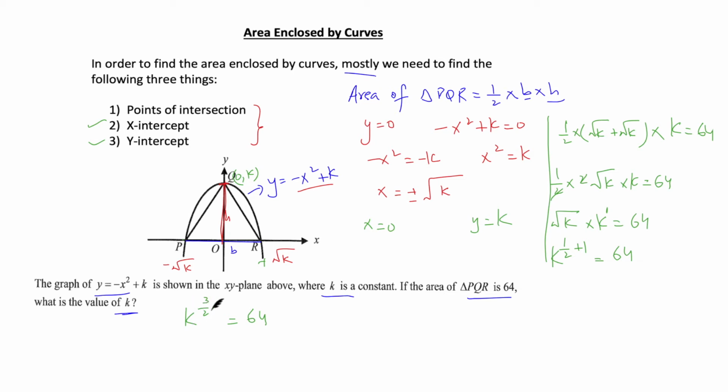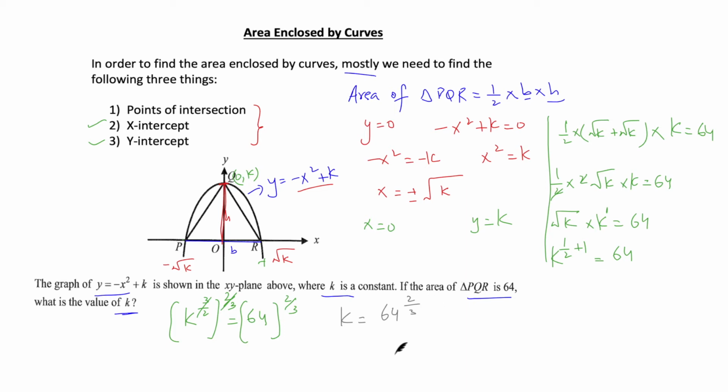Now I need the value of k and not the value of k raised to power 3 by 2. So I need to get rid of this power. What should I do? I'll raise this equation to the power 2/3. So I get rid of this. But I can't do it on the left side alone, so I'll have to do it on the right side as well. Raise this to 2/3 as well. So now this will cancel out, and finally we have k equals 64 whole raised to power 2/3.